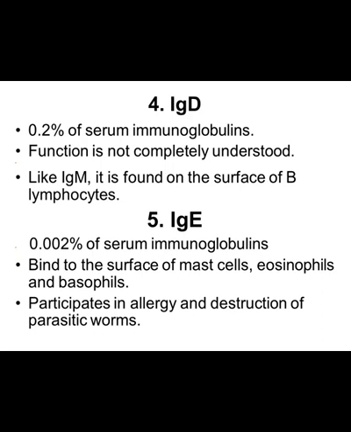Fourth is the IgD. It is 0.2% of the serum immunoglobulins. Its function is not completely understood. Like IgM, it is also found on the surface of B lymphocytes. And the fifth one is the IgE, which is 0.002% of the serum immunoglobulins. It binds to the surface of mast cells, eosinophils, and basophils. It participates in allergy and destruction of parasitic worms.